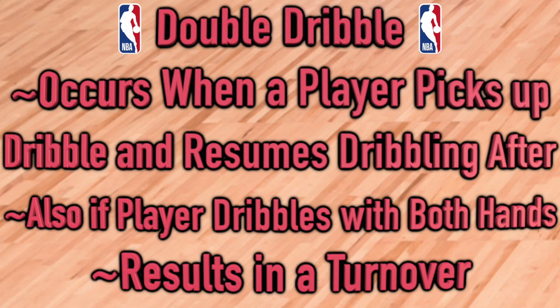Double dribble is pretty similar to traveling. This is when a player picks up their dribble and then resumes dribbling afterwards. It's also a double dribble if a player dribbles with both hands at the same time. The penalty here, again, a loss of possession.